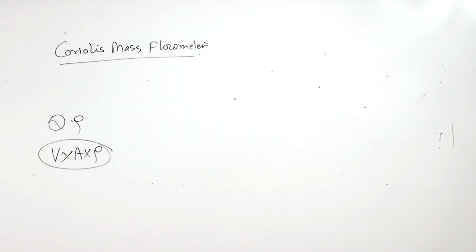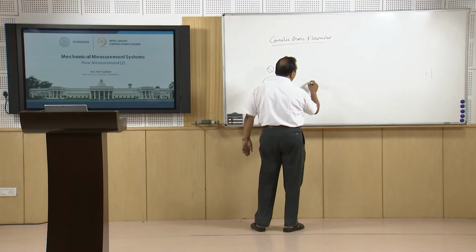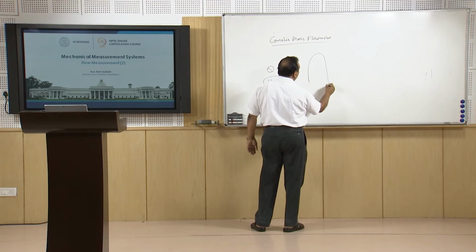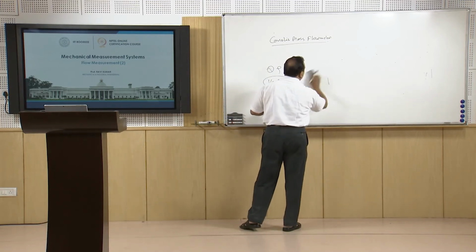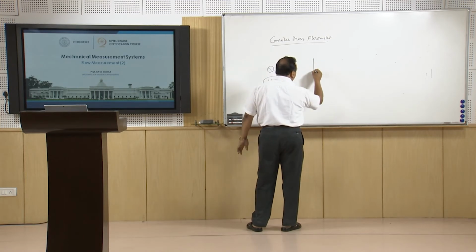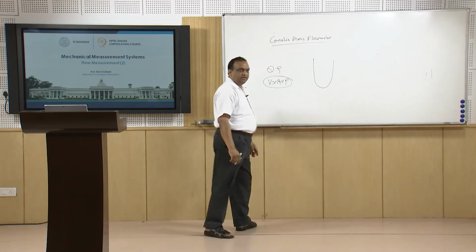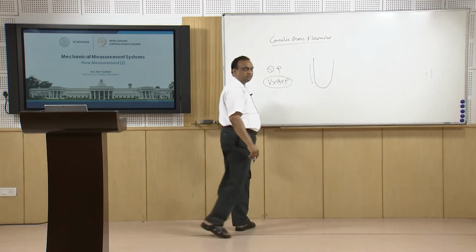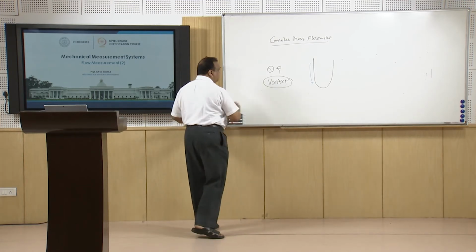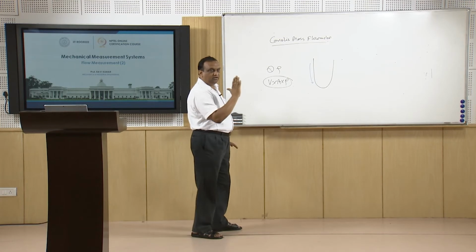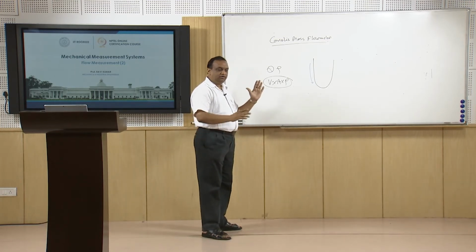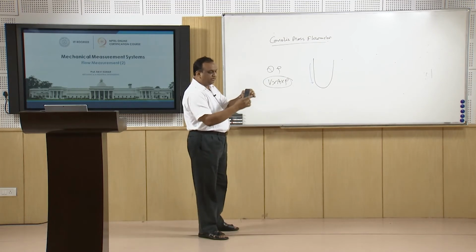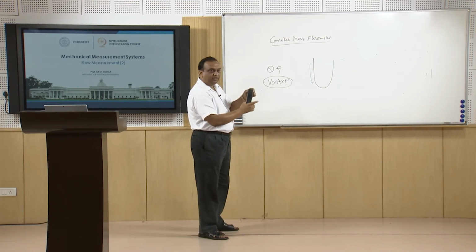But here in the Coriolis mass flow rate meter, we can straight away find the mass flow rate of the fluid. The working principle is like this. Suppose there is a U tube, and fluid is flowing in this tube in a particular direction, let us say in this direction. Now I vibrate this tube perpendicular to this board. So this U tube does the vibration.